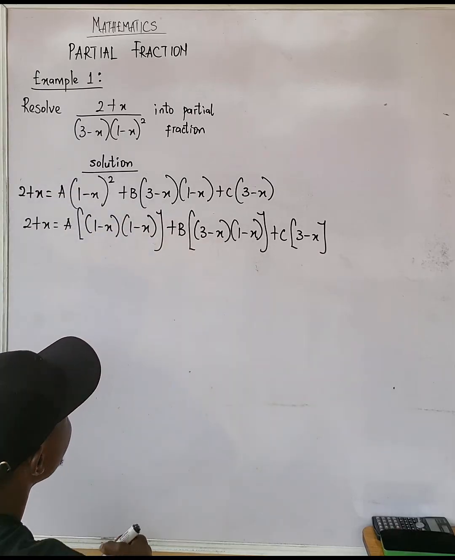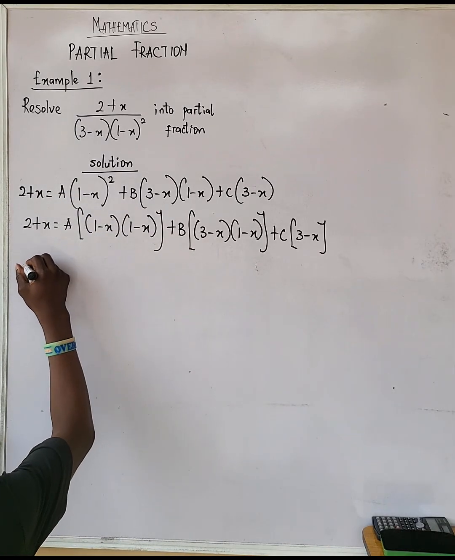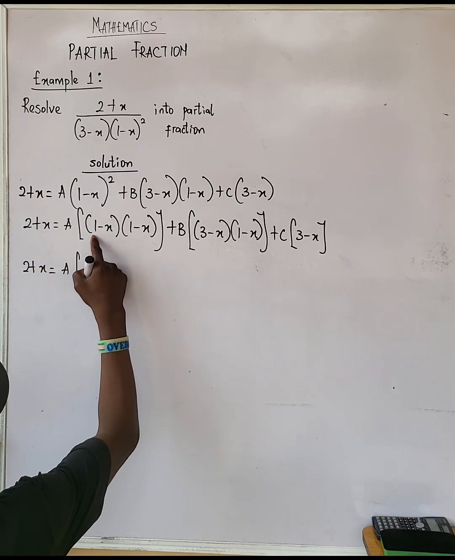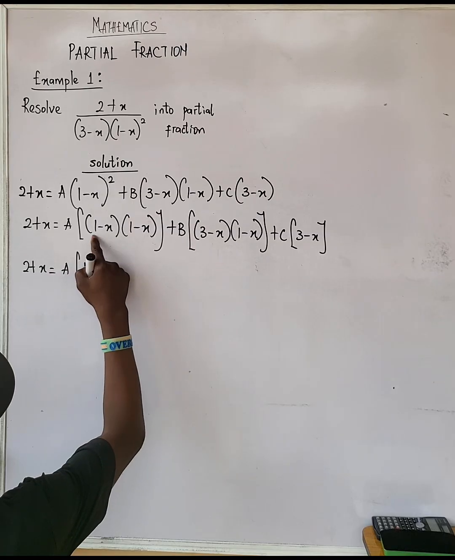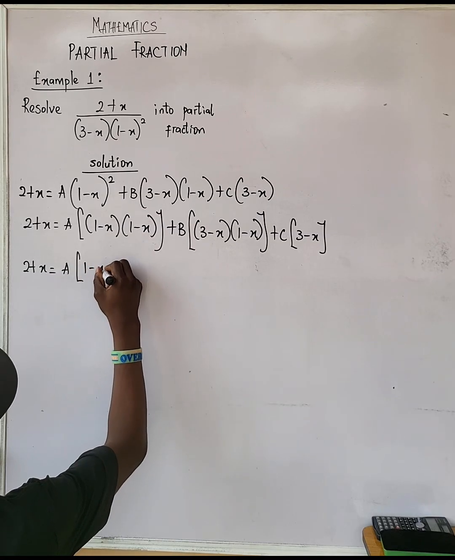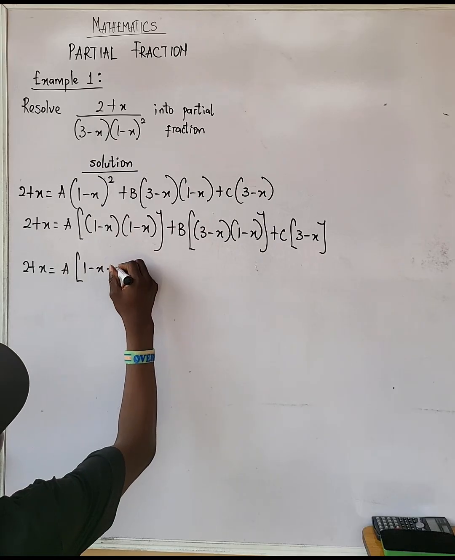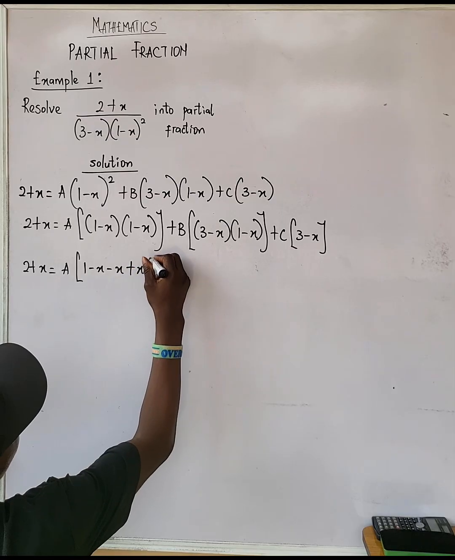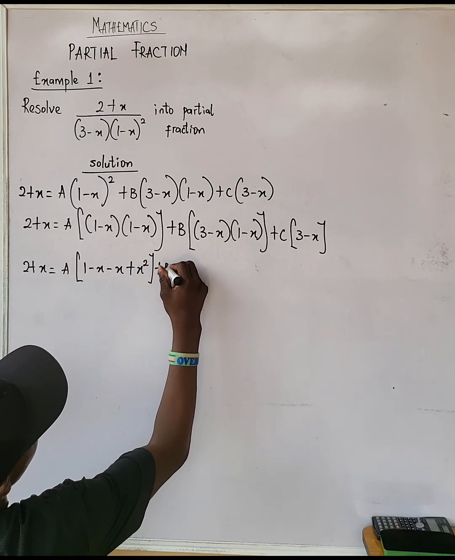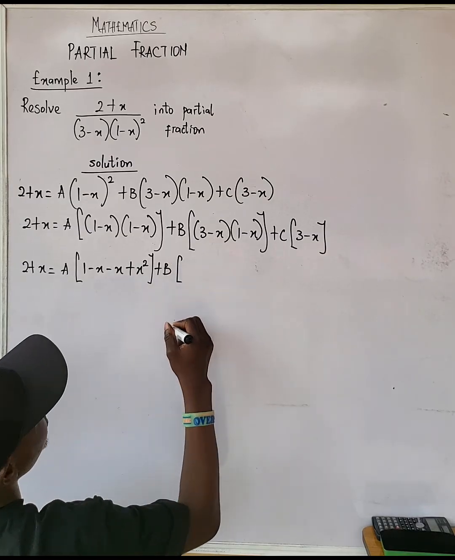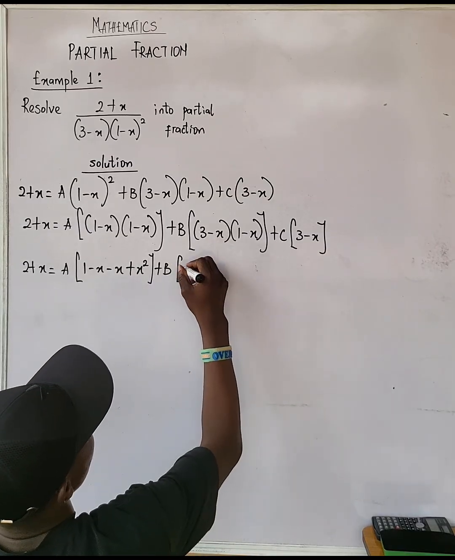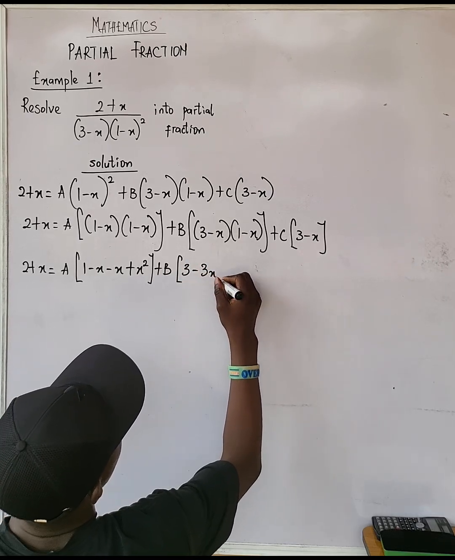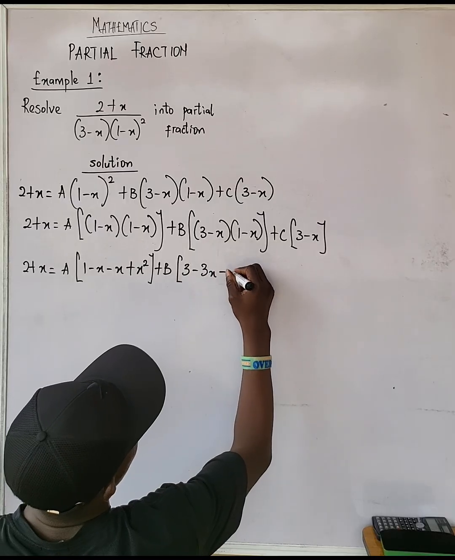Now, let's expand. What are we going to have? We're going to have 2 plus x equals to a into bracket. 1 multiplied by 1 is what? 1. 1 multiplied by minus x, minus x. Minus x multiplied by 1 is what? Minus x. Minus x multiplied by minus x is what? Plus x squared. So plus b. Then we have 3 multiplied by 1 is what? 3. 3 multiplied by minus x, minus 3x, right? Then minus x multiplied by 1, minus x.